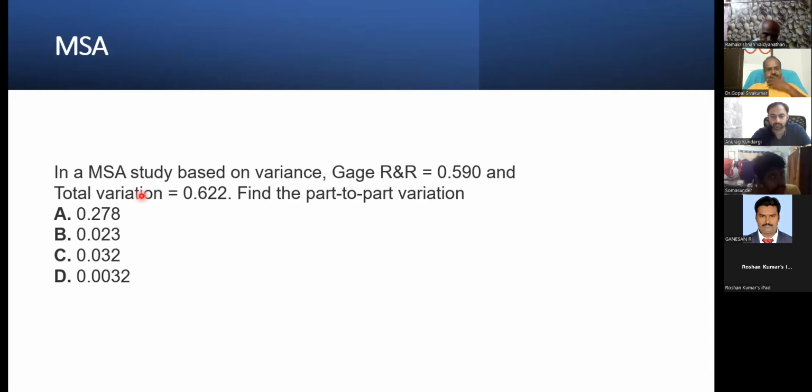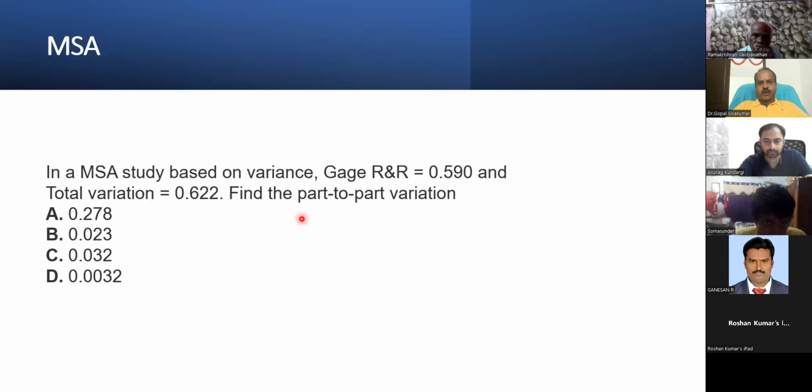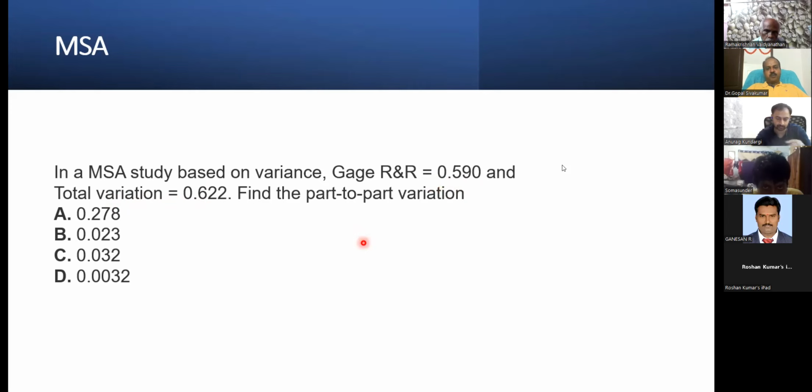And this is about MSA. Total variation is 0.622. Gauge R&R is 0.599. What is the part to part variation? Please note all of you, total variation equals measurement variation plus part to part variation. Am I right? So part to part variation is total variation minus measurement variation. So apply the equation, and you will be able to figure out the answer. You can go through the recording and practice it yourself. I am only giving the hint.